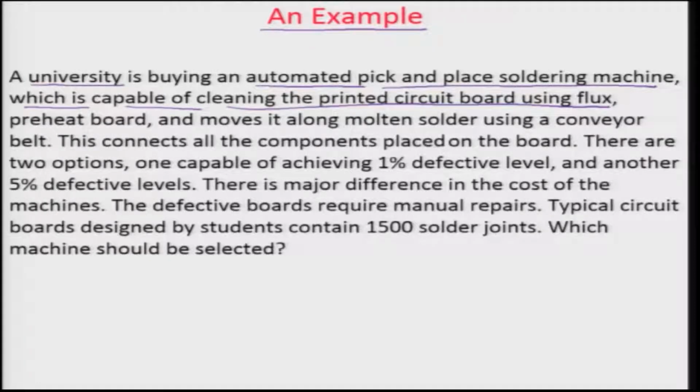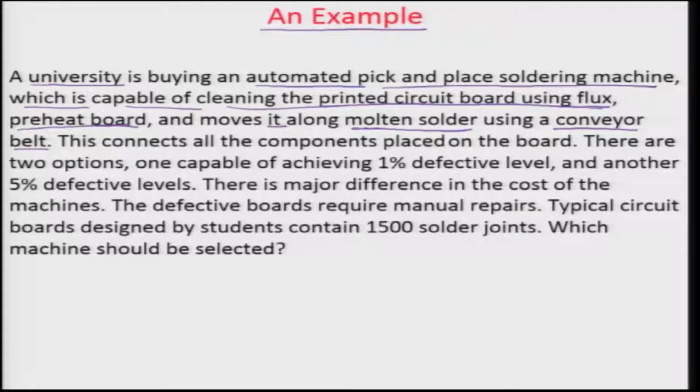This is used in electronic circuits. So it cleans the printed circuit board using flux, and then it also preheats the board. The board means the printed circuit board. Then it moves this PCB along molten solder. Solder is an alloy of tin and lead and similar metals. It is available in a molten condition, and the PCB is moved along it. You can think of it as a bucket of molten solder, with the board moved along using a conveyor belt. The system has a conveyor belt which drags the printed circuit board through the molten solder.